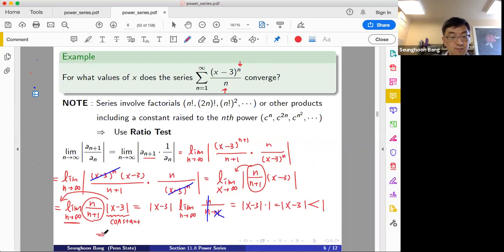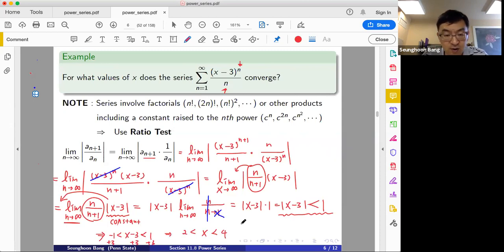So what's that? You have to expand. The absolute value of x minus 3 is less than 1, so x minus 3 is between negative 1 and 1, using the property of the absolute value sign. So you add 3 to each side: you add 3, you add 3, you add 3. So x is between 2 and 4. So the series converges on this interval. Is this the final answer?